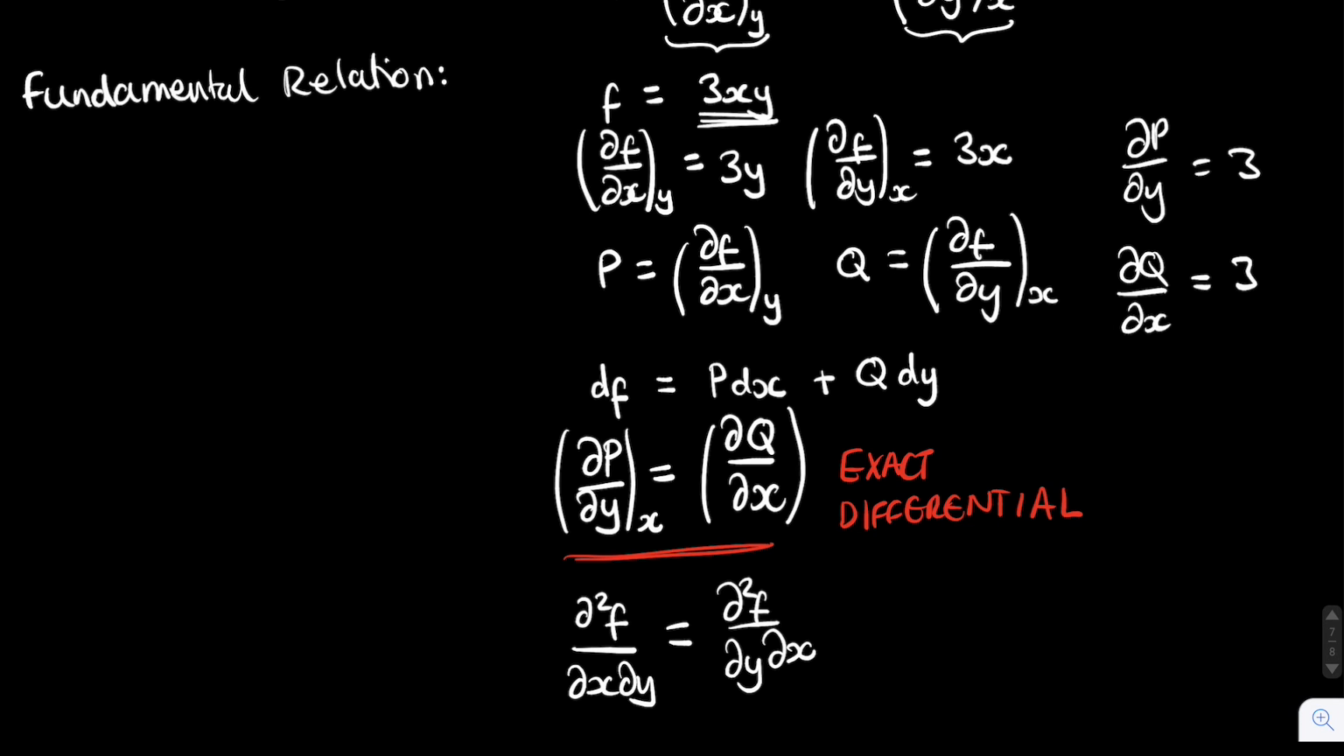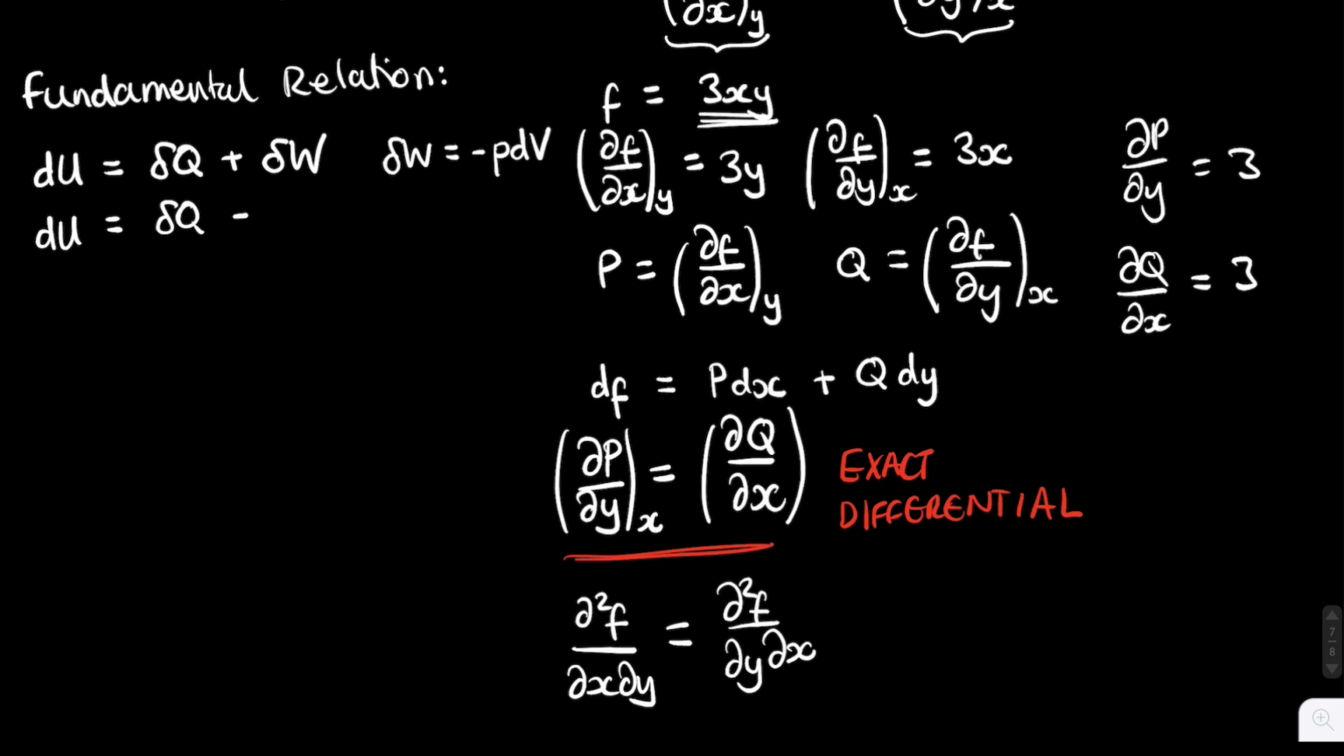Well, what's the first law of thermodynamics? Let's take it in its differential form. We have that du equals dq plus dw. But what did we say dw was? Well, we know that dw is equal to minus p dv. So we can immediately substitute that in right here. So du equals dq minus p dv. And what you can see is this dw, this inexact differential, has now become this exact differential.